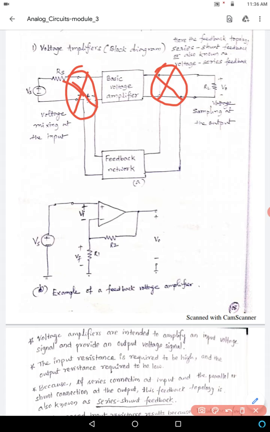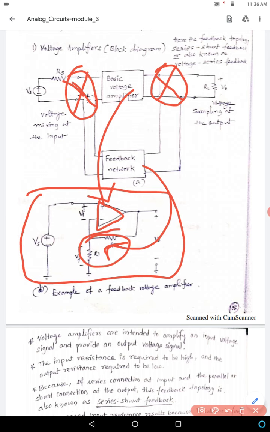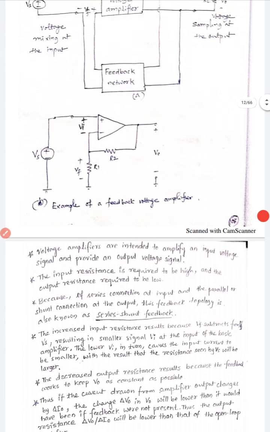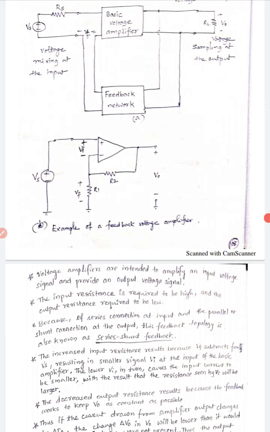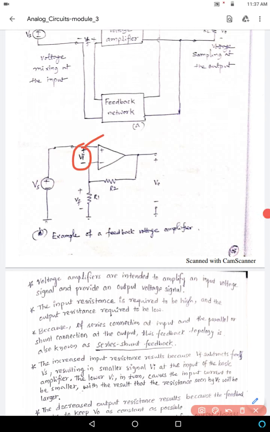Next, that will be explained with the help of the operational amplifier. The same thing: here we are taking the amplifier, that is your voltage amplifier. The feedback network is built using R1 and R2, and there is the source voltage and the input voltage. Again, Vi is the input voltage for the operational amplifier, Vs is the source voltage, and Vf is the feedback voltage from the feedback network. These help to maintain a constant output voltage despite variations.